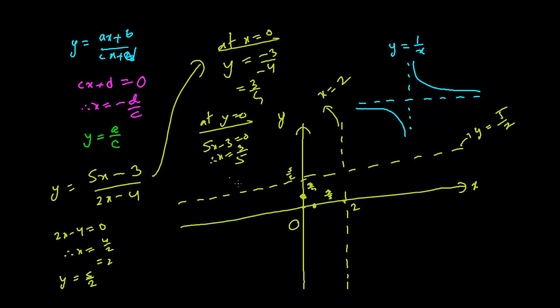So 3/5. So let's draw the hyperbola. One would be like this and the other would be in the opposite. Okay, let's do another example.